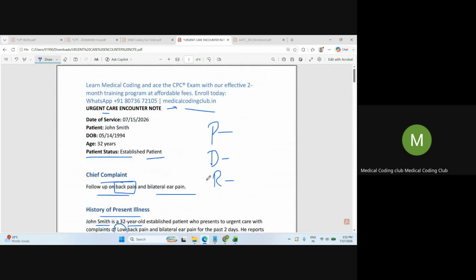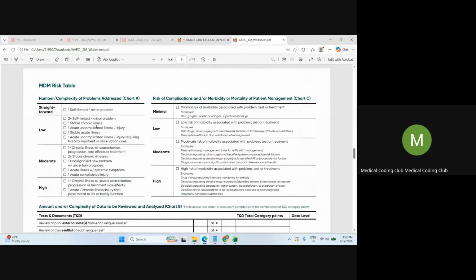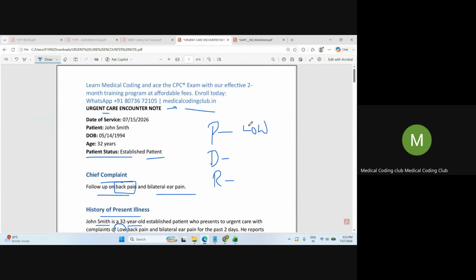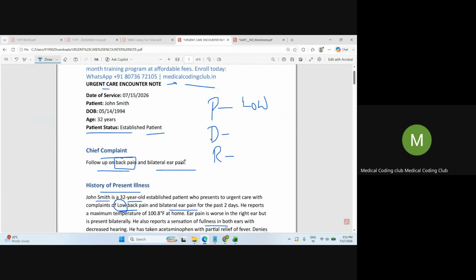Okay, acute uncomplicated illness comes under low. So your problem addressed level is low. And then if you check the data points other than procedure, you're not seeing any labs, any independent historian, or anything diagnostic. No external notes reviewed, nothing like that. So your data will be minimal or none. No points for data.